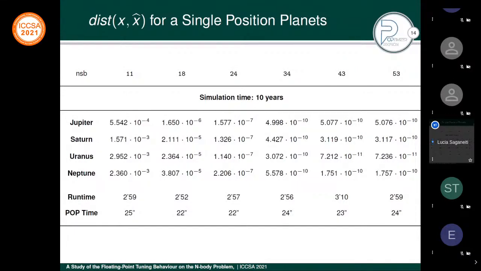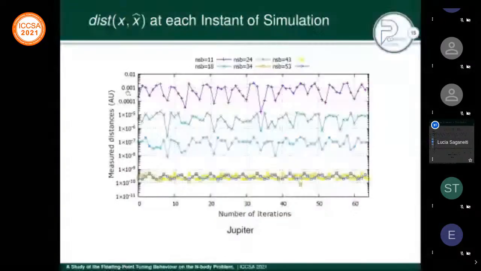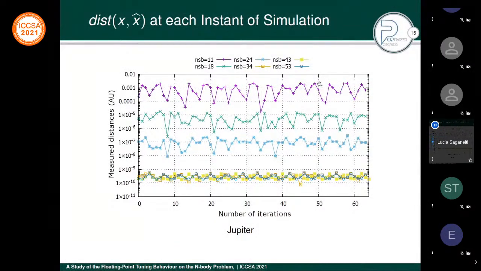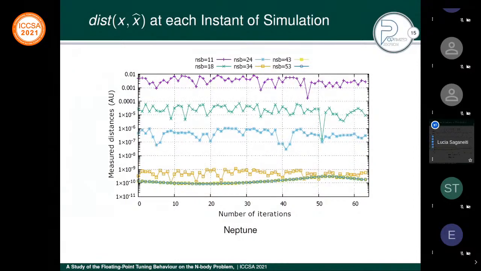If we generalize this experimentation to each instance of simulation, not only a single position, as you can see here, the error is controlled at each iteration of the simulation. Here we present the results for the Jupiter planet, and each curve is for a given NSB. Also, the measured distance is controlled for the Saturn planet, the Uranus planet, and the Neptune planet.